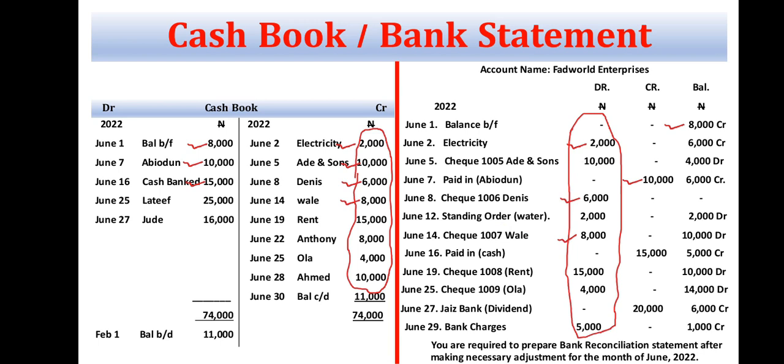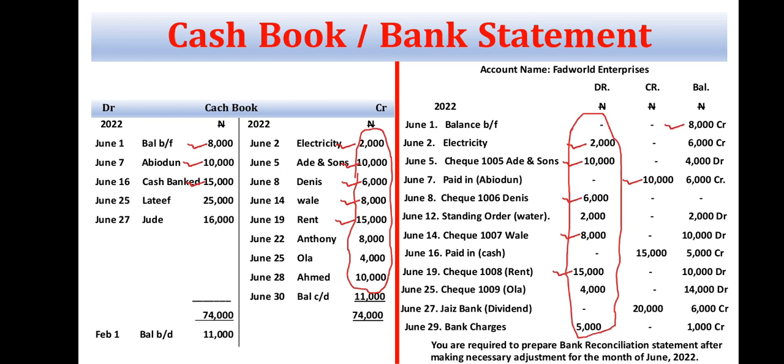So the next one is June 19. We have rent 15,000 naira. Let's look at June 19 under the bank statement. There's an entry for that, check 1008 rent 15,000 naira. So we are going to take rent in the cash book 15,000 naira, rent in the bank statement 15,000 naira. On June 22nd, we have Anthony 8,000 naira. Let's look at the bank statement. Under the bank statement, there is no entry for Anthony. So it means Anthony is one of the entries that caused the disagreement.